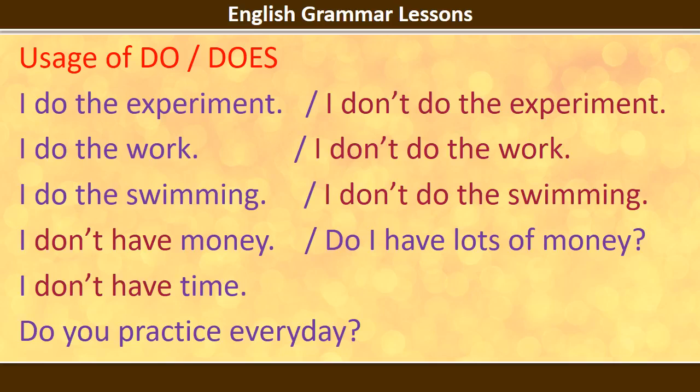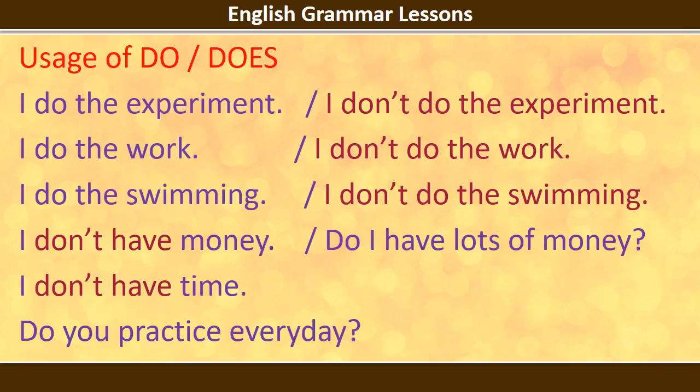I do the experiment is a normal sentence. It is a simple present tense. If we want to use the negative form, then we say I don't do the experiment. I don't do the work. I don't do the swimming. We use I don't do.